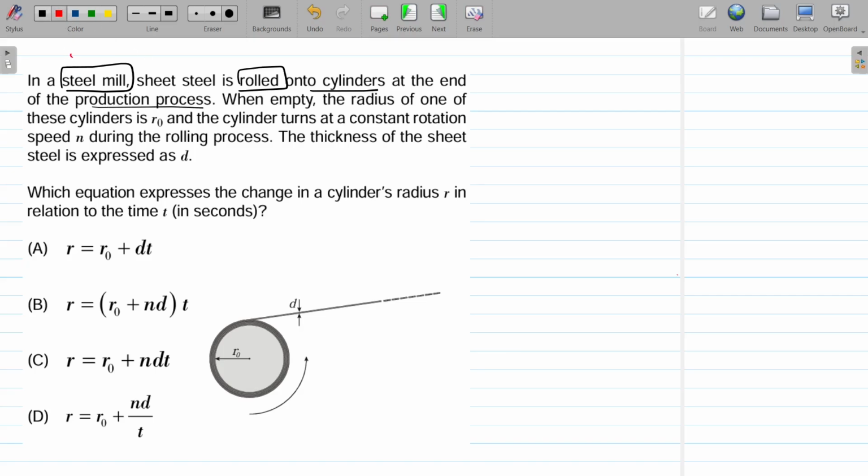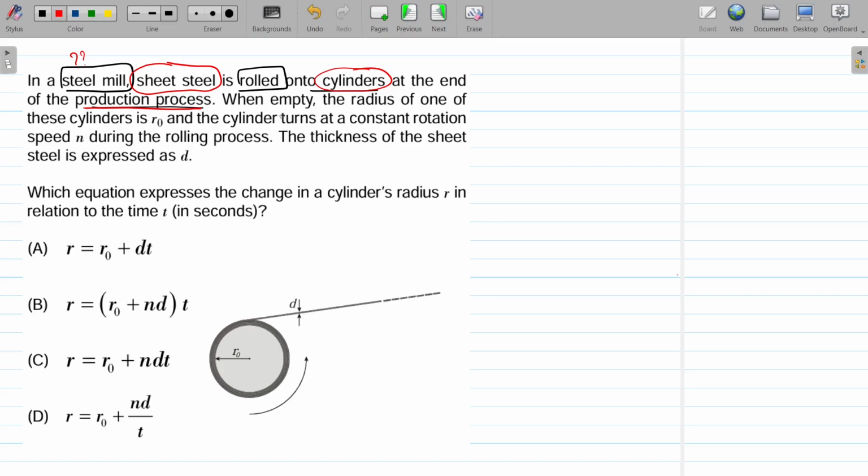So, first of all, what is a steel mill? Like a rice mill, in which rice is produced or processed, right? Similarly, in a steel mill, you are going to produce some steel or process steel. So what do we have to do? The sheet of steel is rolled onto cylinders at the end of the production process. So after producing your steel in sheet form, it is rolled over a cylinder.